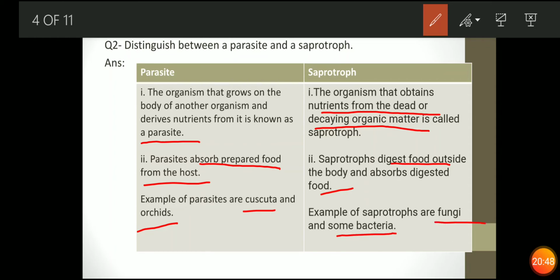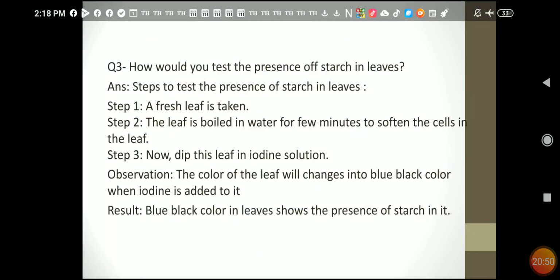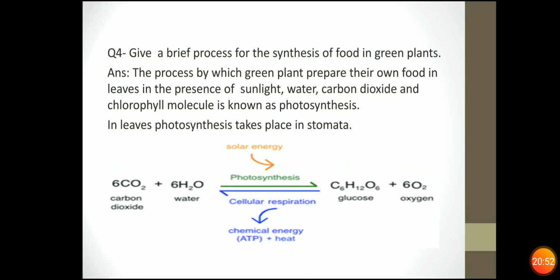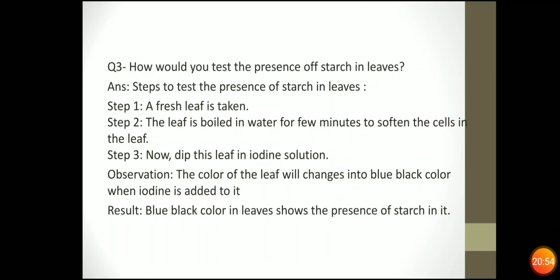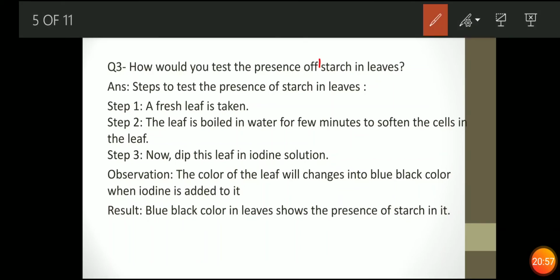Fungi is basically a mushroom over here and bread molds. Now the next question is, how would you test the presence of starch in leaves? Now what you will do is take a fresh leaf, then boil it in water for a few minutes to soften the cells.